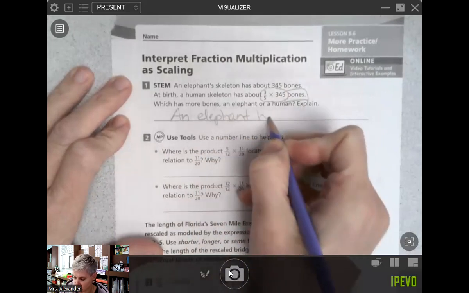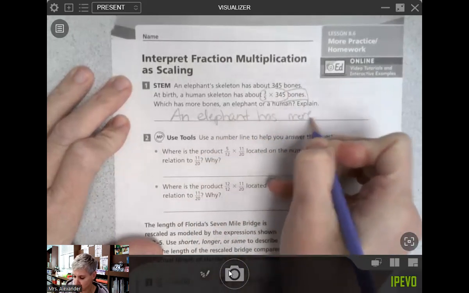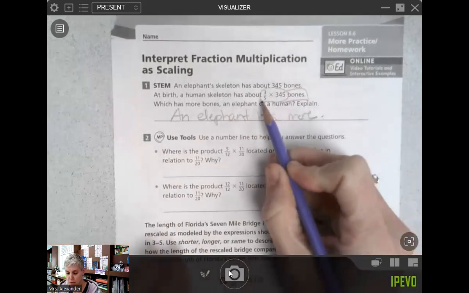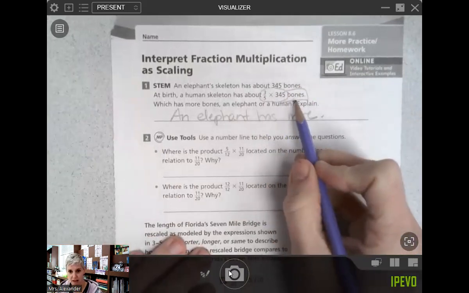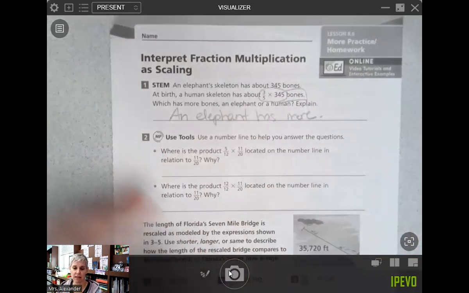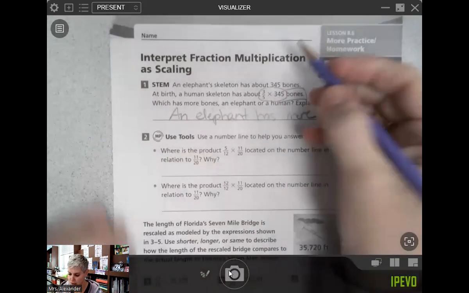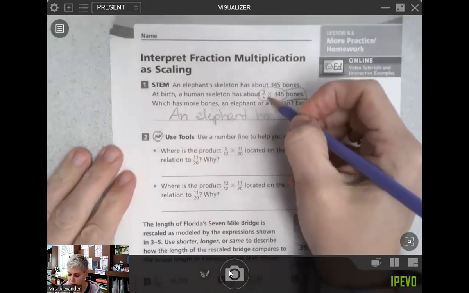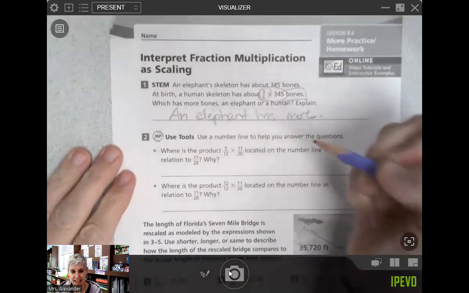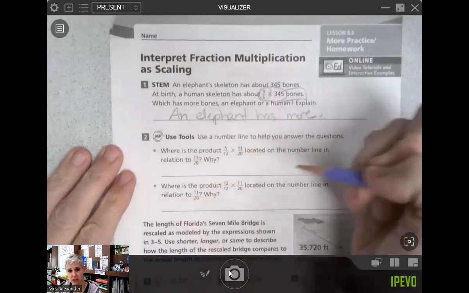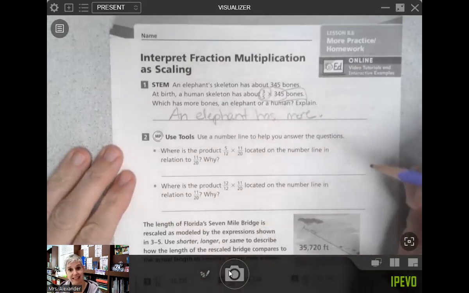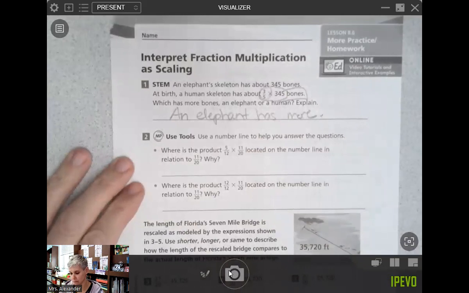An elephant has more. And our explanation: because human bones have 3/5 of the elephant bones, they're going to have less. 3/5 of that whole number is going to be a smaller number. And if you remember in class, we talked about how the fraction 3/5 is less than 1. So our answer would be the human bones are less than the elephant bones.